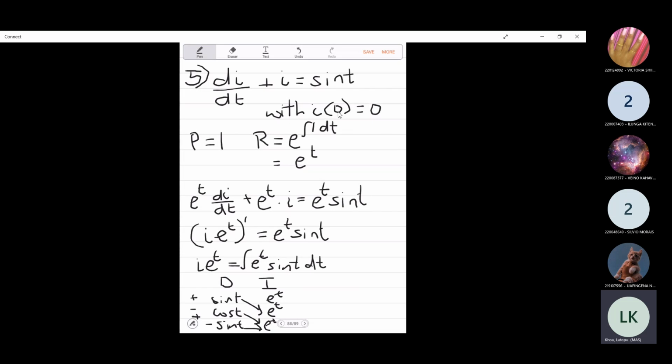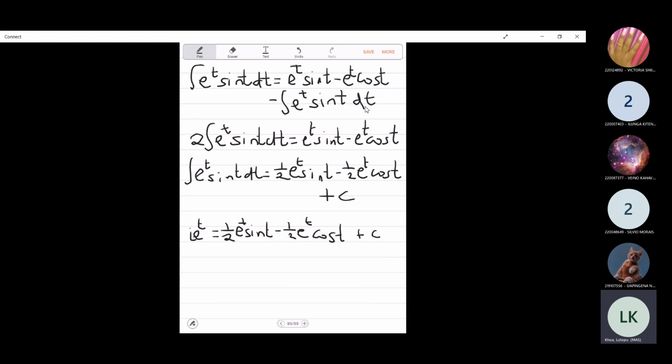So now we substitute t is 0 and the value of I is going to be 0 as well. So what we will have is 0 here, because I is 0. This is equal to 1/2 times e to the power of 0 times sine of 0, which is 0, and minus 1/2 e to the power of 0 cos of 0 plus c. So this is 0. This is minus 1/2. Sorry, cos of 0 is 1.